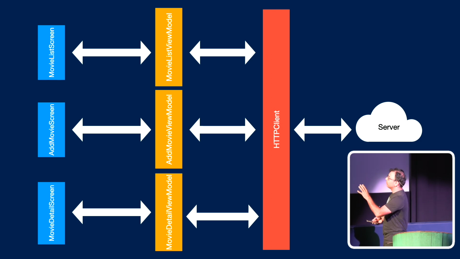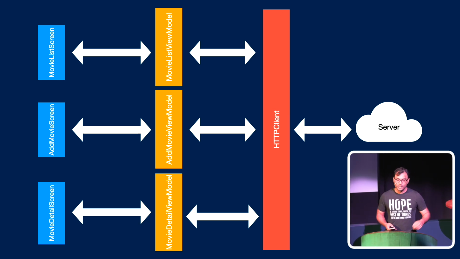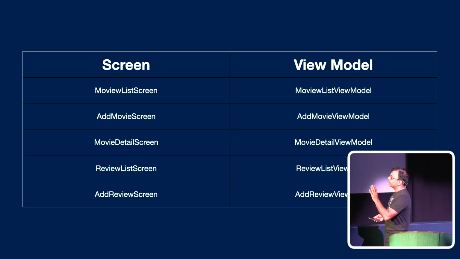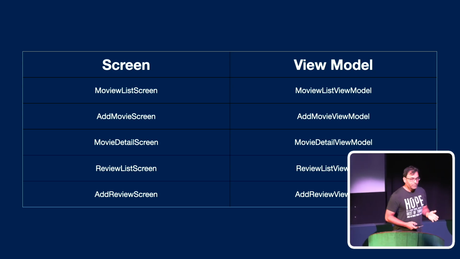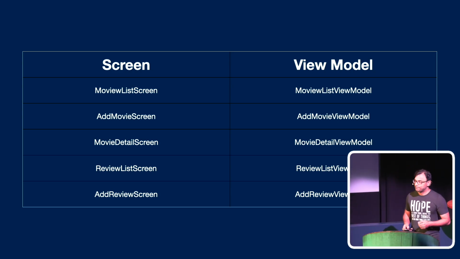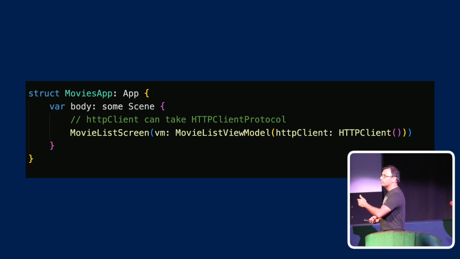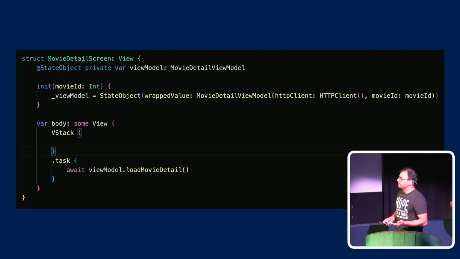And each view model will have a dependency on HTTP client because they need to get the stuff from the server or they need to post to the server. So for 5 or 6 different screens, I added 5 or 6 different view models. Pretty normal. I mean, if you go read any article or watch any videos, this is exactly what you're going to get. Each of the screens will have a dependency on the view model. Each of the view models will have a dependency on HTTP client. And then this goes on and on and on.